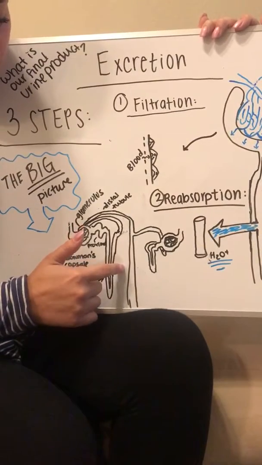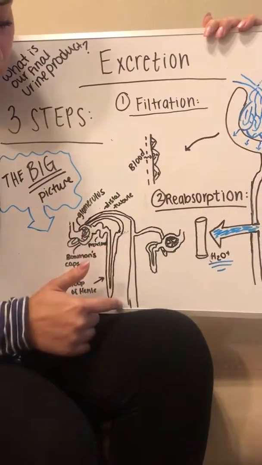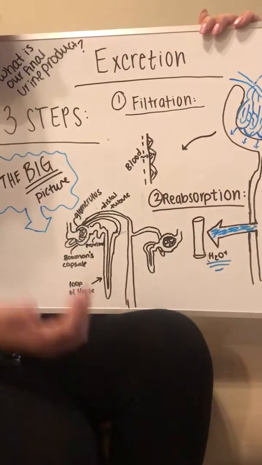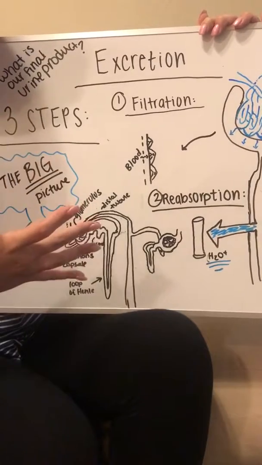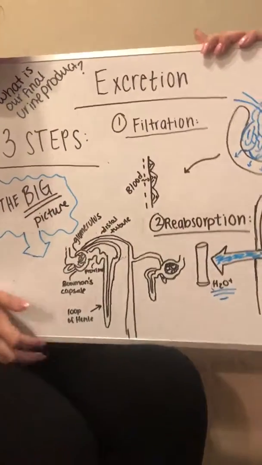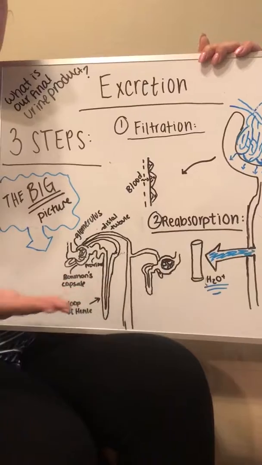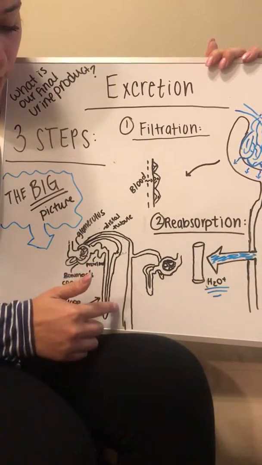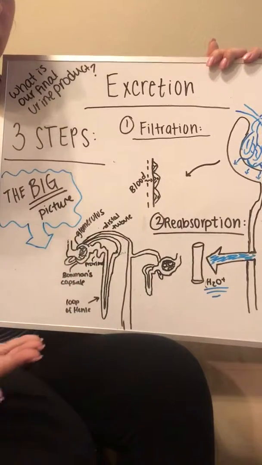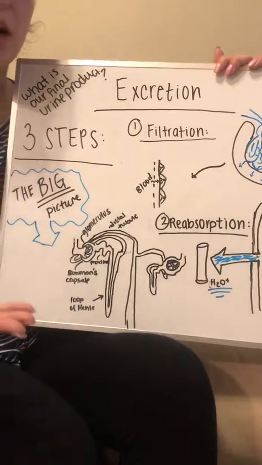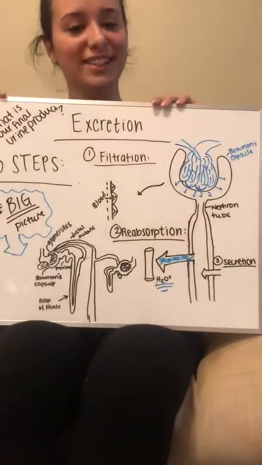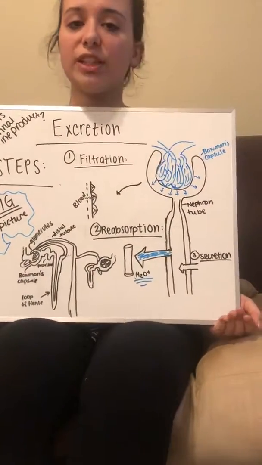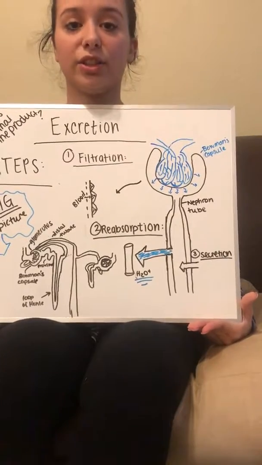Then we're going to work our way into the collecting duct, which is in charge of ADH. This is in charge of obtaining the water we need, depending on our blood pressure either being high or low, and the collecting duct leads eventually to the bladder. And this is where our urine product comes out. So that's the process of excretion and the 3 steps: filtration, reabsorption, and secretion.